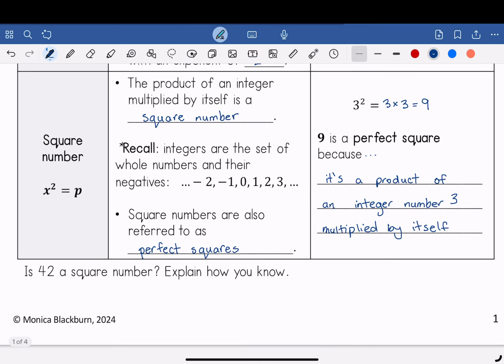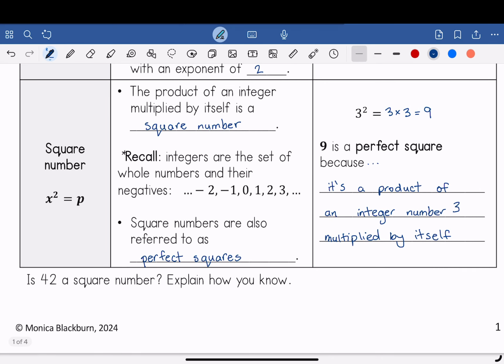Okay, so the question on the bottom is, is 42 a square number? Explain how you know. So 42 is not a square number because no integer multiplied by itself will have a product of 42. For example, 6 times 6 is 36 and 7 times 7 is 49.